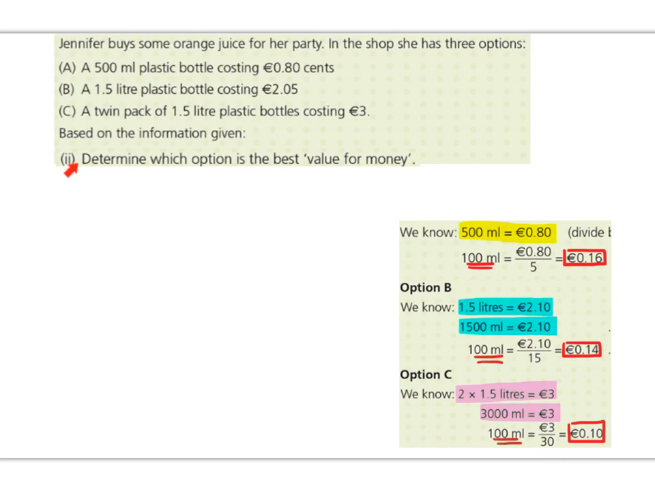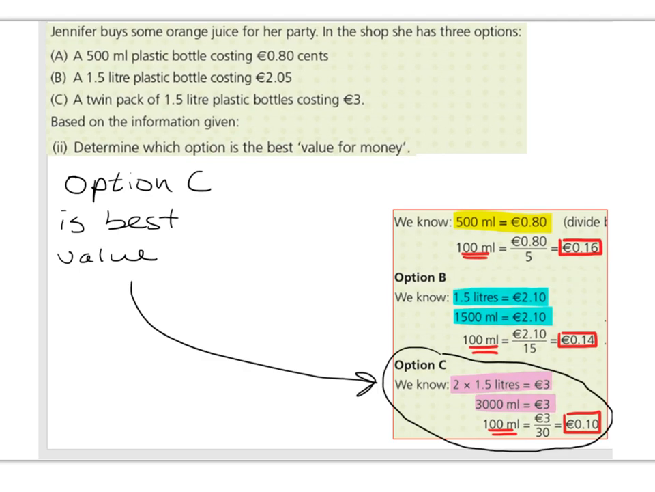Question 2 says, determine which option is the best value for money. It's very obvious to see that option C is the best value for money because 10 cents is less than 14 cents and 10 cents is also less than 16 cents. So option C is the best value for money.